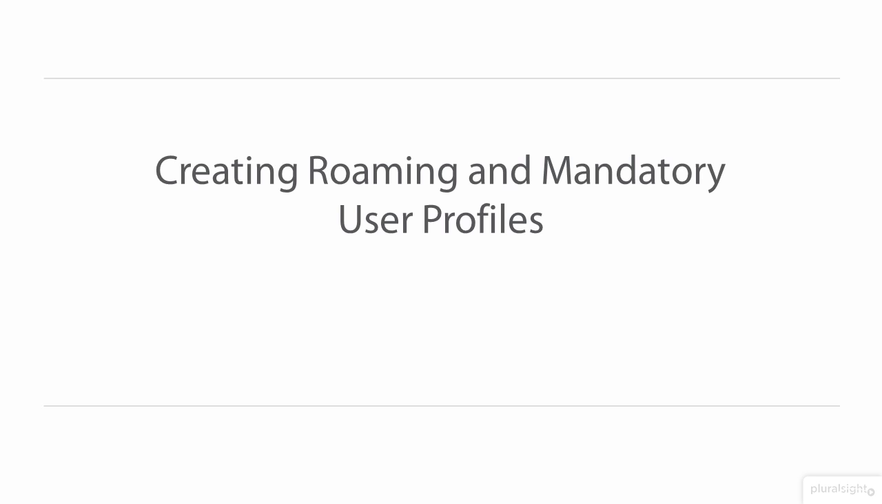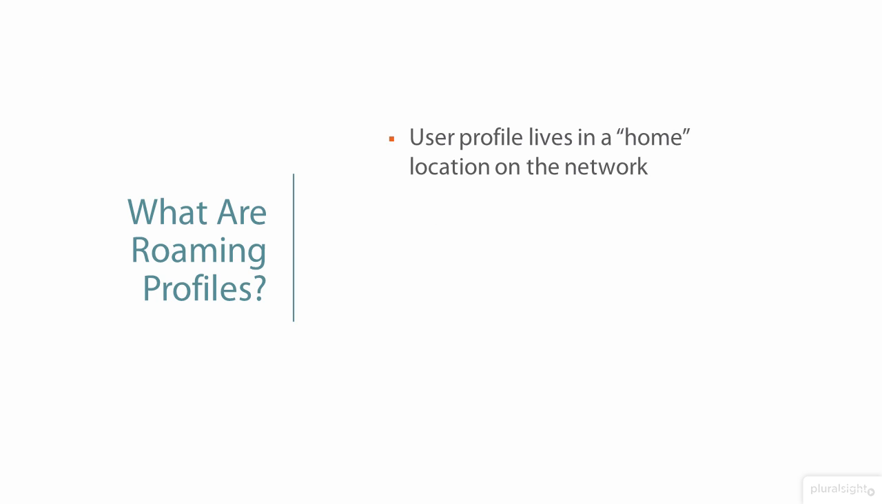Creating roaming and mandatory user profiles is our next topic, and while it's not done as often as a decade ago, perhaps it's still a way to provide users with their profile documents when they log on to different systems. So the default user profile lives locally on the user's C drive, but a roaming profile has a copy in a designated location on a network share.